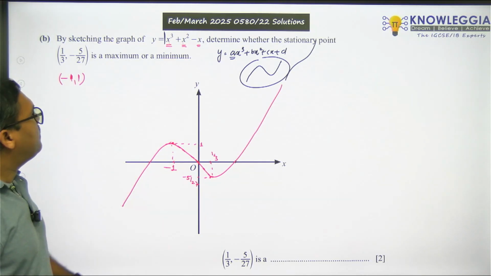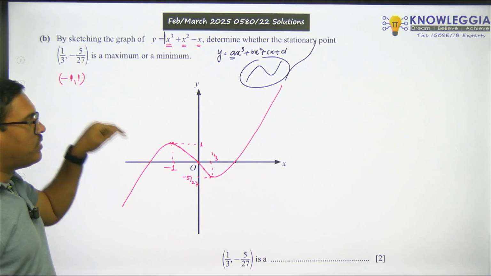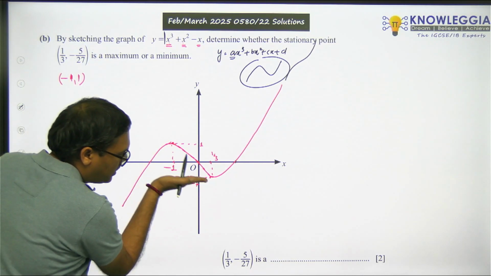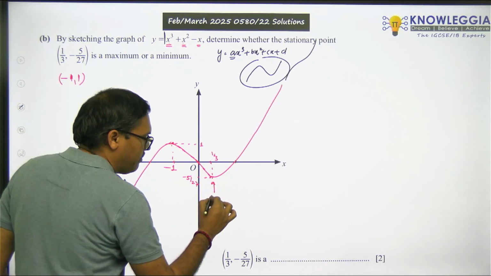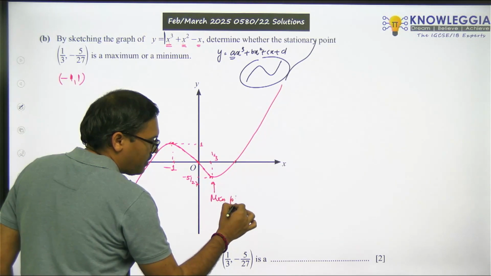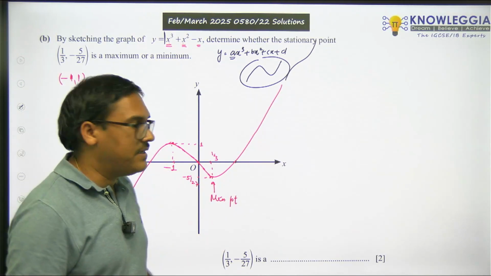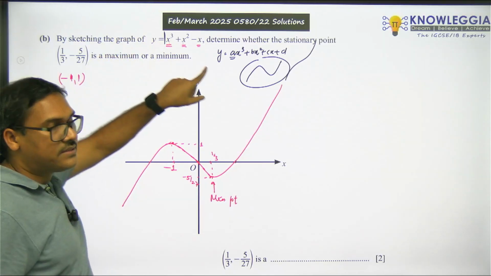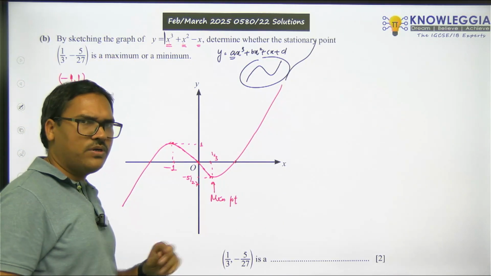Correct? So now, by looking at this, you just have to check whether this is the maximum point or minimum point. You can see this is going down and going up. This is the minimum point. This is the maximum point. This is the minimum point. The other way to find the minimum point is using the second derivative. But in this question, they have asked you to determine, by sketching the graph, whether this is the maximum point or minimum point. I hope this point is clear.